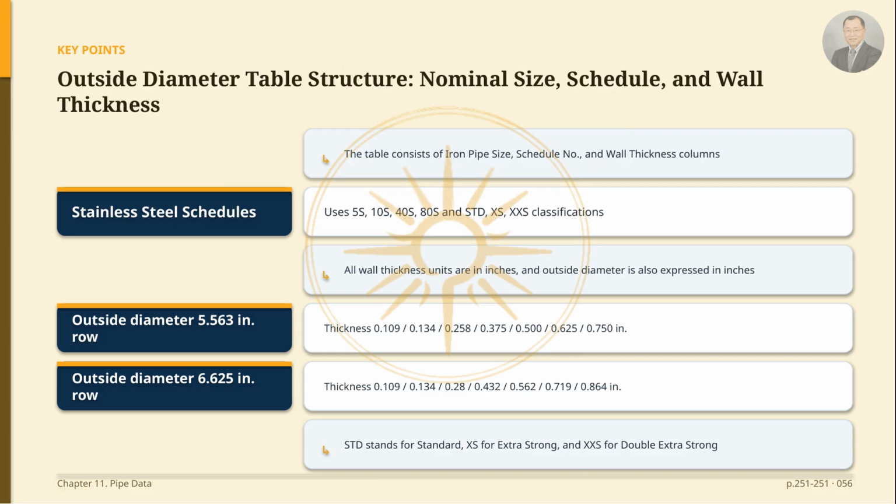This table is a reference showing the relationship between pipe wall thickness based on nominal pipe size and schedule number. For example, in the row for an outer diameter of 5.563 inches, you can see that as the schedule number increases, the wall thickness gradually increases from 0.109 to 0.750 inches. For stainless steel, standard specifications such as STD, XS, and XXS are applied along with classifications from 5S to 80S. Since detailed values vary depending on design conditions, please first verify the nominal pipe size and then select and utilize the wall thickness according to the required schedule number.